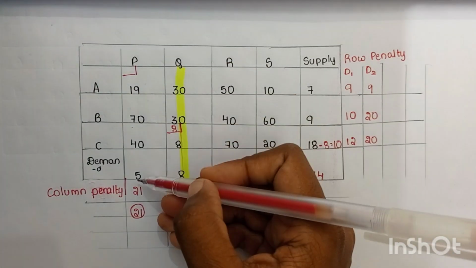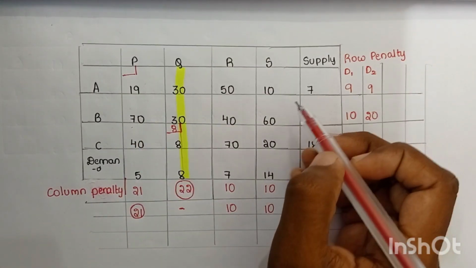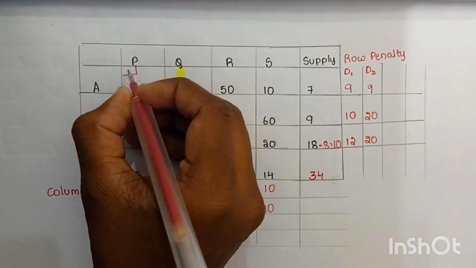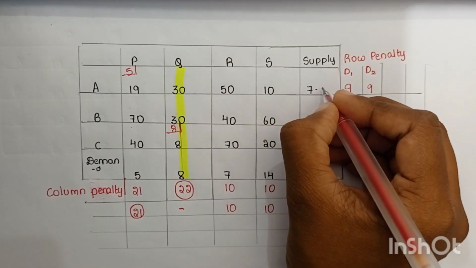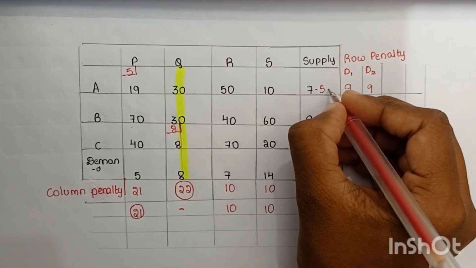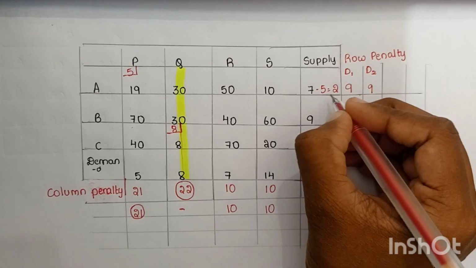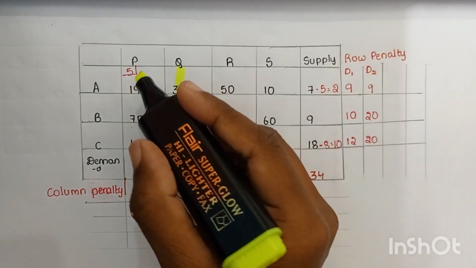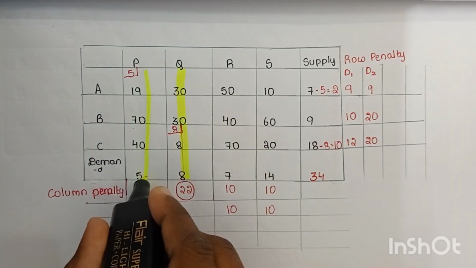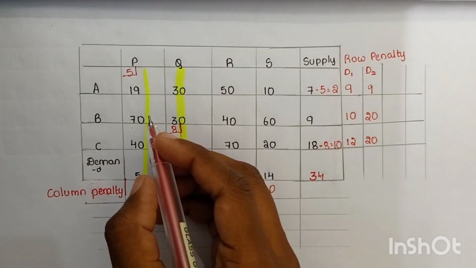The demand is 5 and the supply is 7. Among these, the least value is 5. So I will allocate that 5 here and deduct that 5 from 7. So 7 minus 5 is 2. As I have allocated everything in this column, I just strike it off. So we are done with the second allocation.